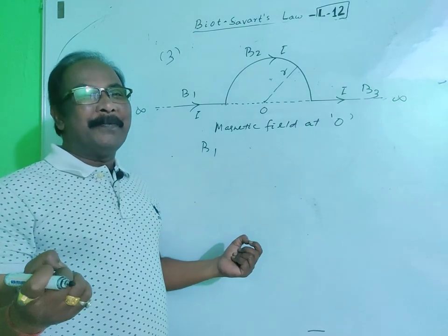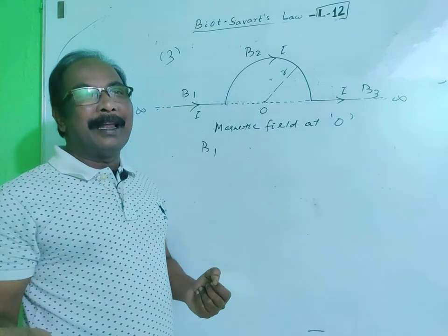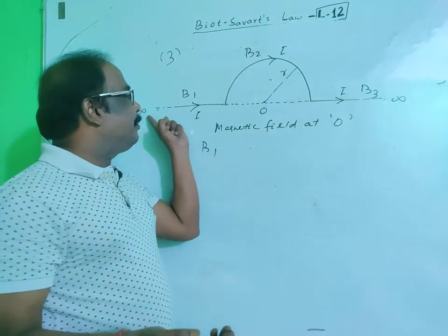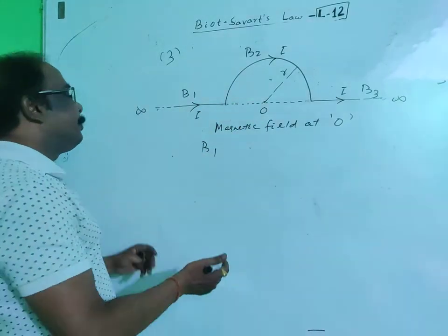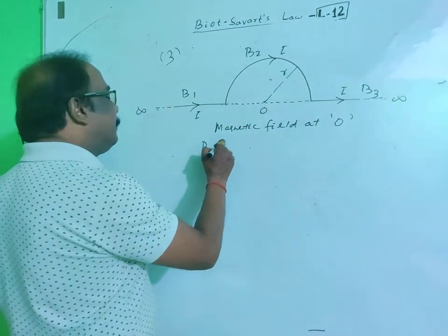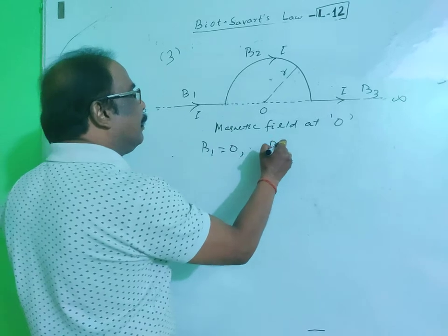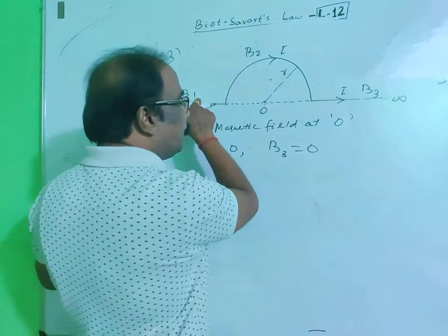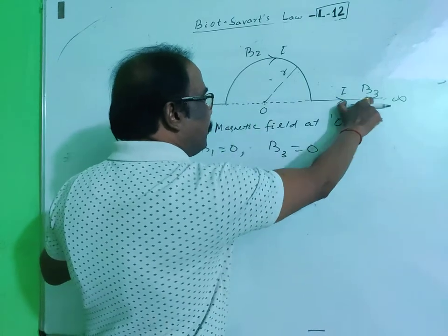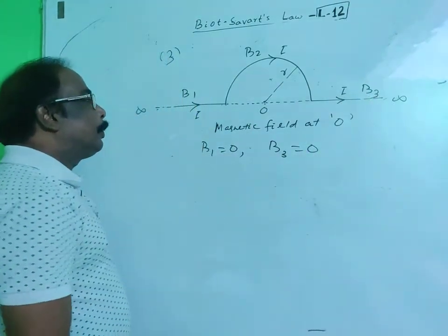Mu naught by 4 pi into I dl sin theta by r square. Here theta is 0 degree. Along the direction of flow of current, theta is 0 degree. So magnetic field B1 is 0. Similarly, magnetic field B3 is also 0. Point O also lies along the direction of flow of current. So B3 is also 0.